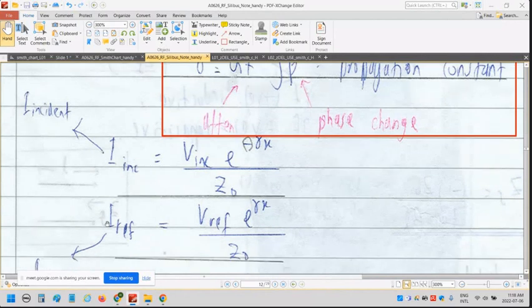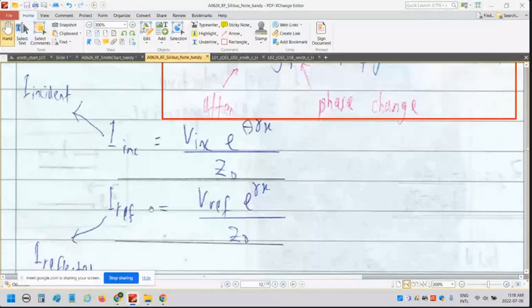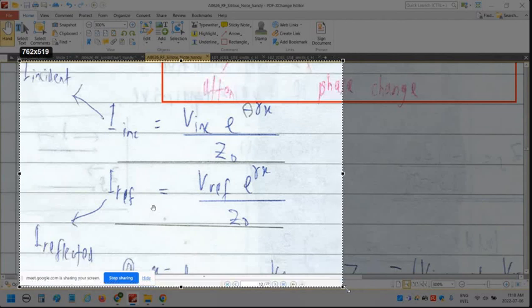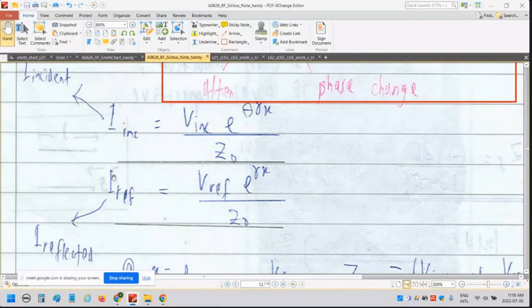And the I reflected, this one is also a current. I reflected equals V reflected multiplied by e to the power of gamma x, divided by Z naught. This I is the incident, and they are reflected back to the source.